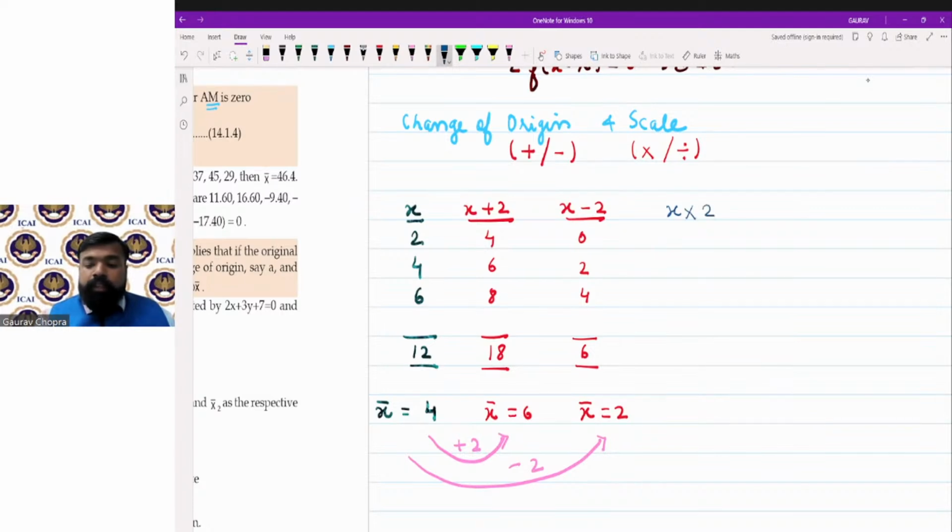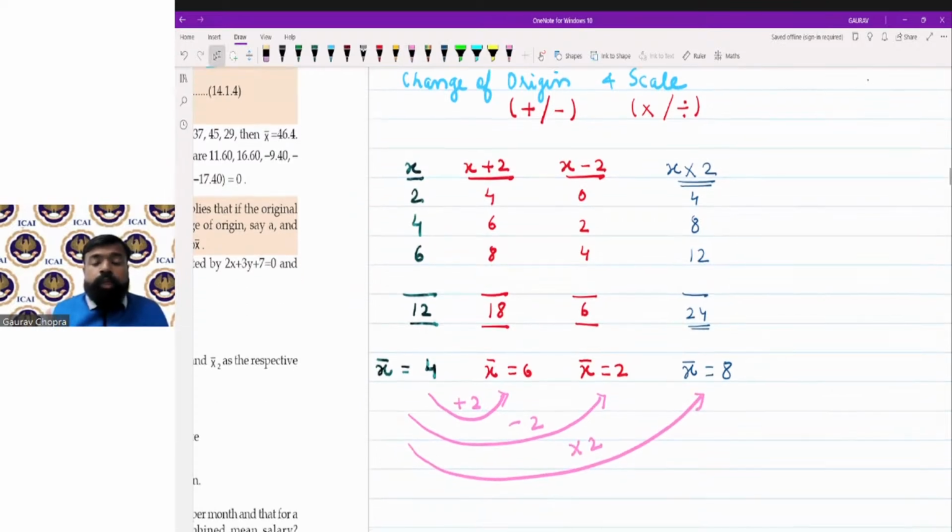So we are multiplying. Let's say we are multiplying the whole series with 2. So 2 into 2 is 4, 4 into 2 is 8, and 6 into 2 is 12. So what is the total? Total is 24. Now x bar will be 24 upon 3, 8. So since the complete series is multiplied by 2, arithmetic mean also gets multiplied by 2. So whatever effect we are giving in the series, the same effect is on arithmetic mean.